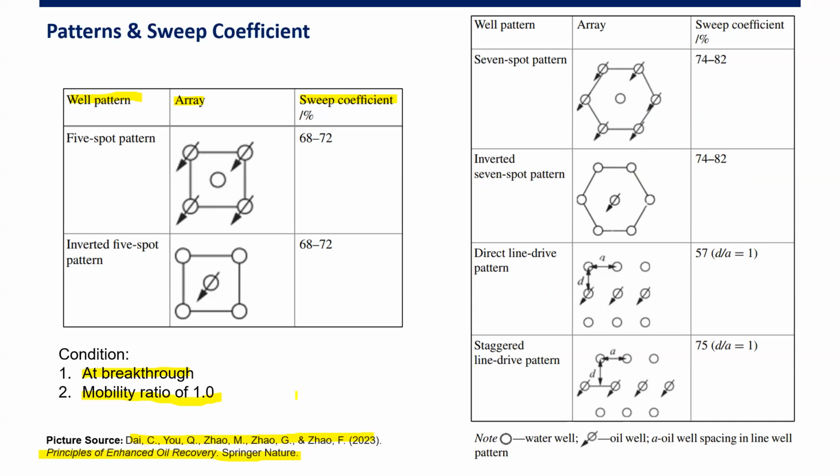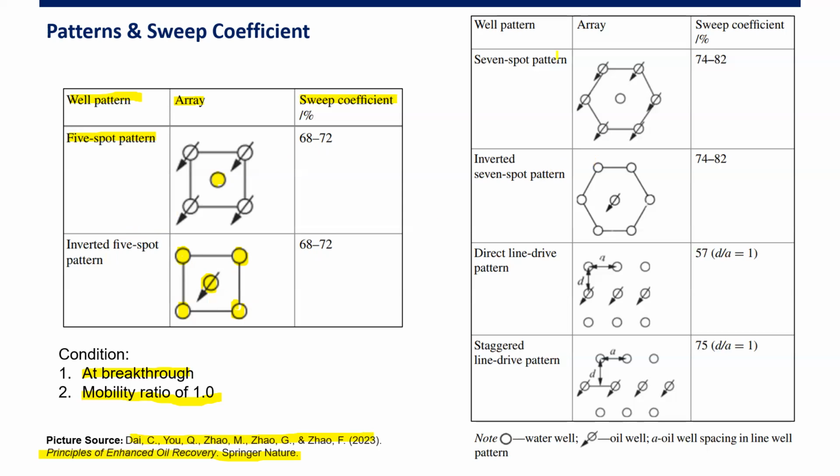All right, so let's check here. The first one, we have the 5 spot pattern, 1 producer in the middle of 4 injectors at the edges. In this case, we have between 68 to 72%. And then the inverted 5 spot pattern, 1 injector and 4 producers at the edges. Okay, we have the same sweep coefficient, 68 to 72%.